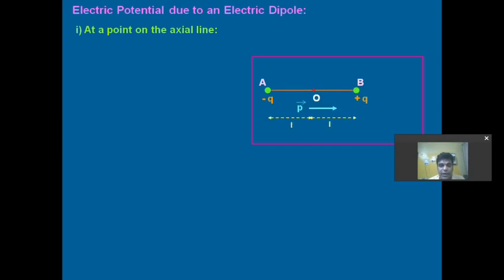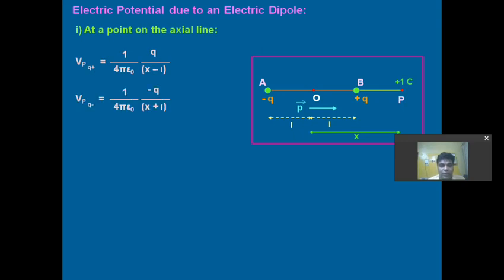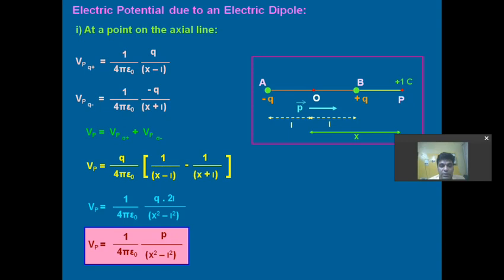Now we come to the important expression, which is the electric potential due to the electrical dipole. First we will derive it on the axial line. Now we have to derive this expression. See here we have negative charge at point A and plus charge at point B. At point P we have a test charge plus 1 coulomb. So we have to calculate the electrical potential at point P due to this electrical dipole.